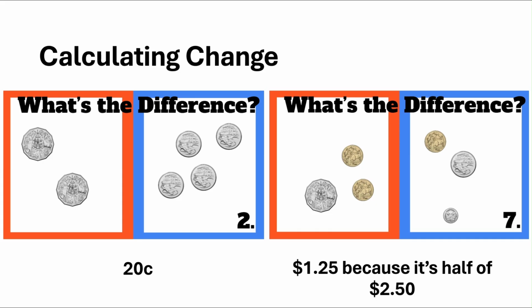So on the right-hand side, we have $2.50 and then $1.25. We can say that $1.25 is half of $2.50. So you're starting to build that reasoning in. So what's the difference? Really nice reasoning tool, and also getting students to calculate money.